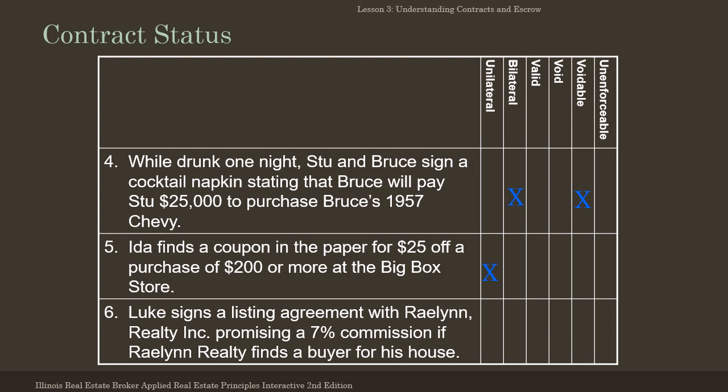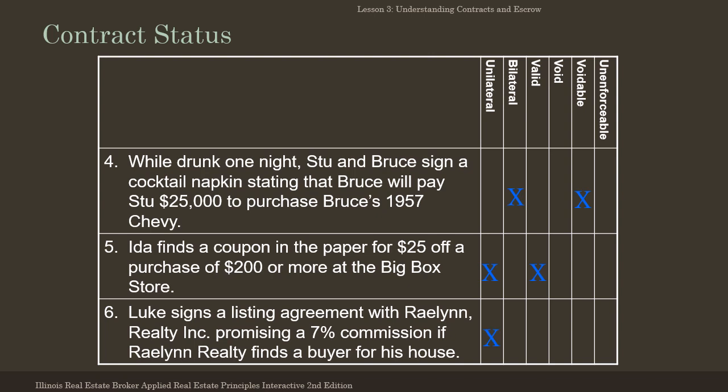Ida finds a coupon in the paper for $25 off a purchase of $200 or more at the big box store. So we have a unilateral contract. Only the big box store is making a promise here. And if Ida redeems that, then she should get her $25 off. So it's a valid contract.